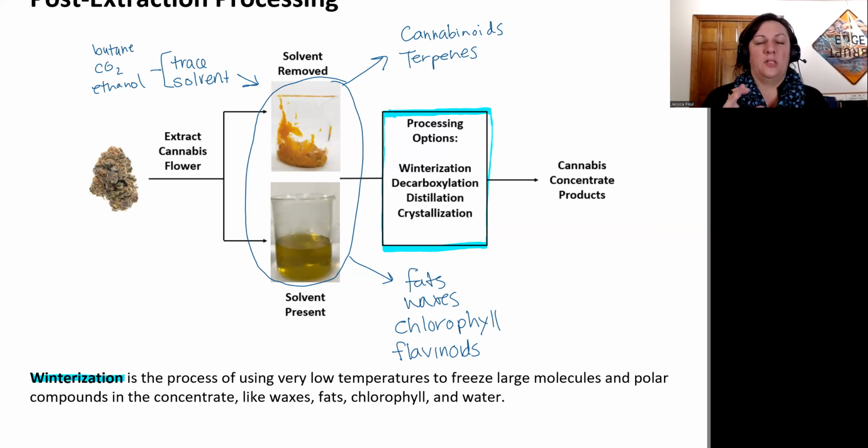Winterization is the process of using very low temperatures, like below minus 30 Celsius, to freeze out large molecules like fats and waxes and polar compounds like chlorophyll or the flavonoids, and then separate by filtration or skimming off the frozen products the cannabinoids and the terpenes from as much of the other products as you can to further concentrate it.